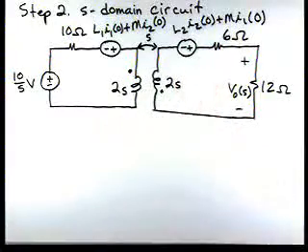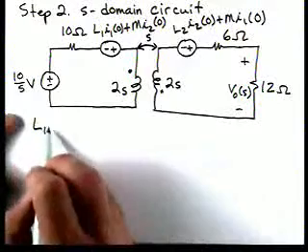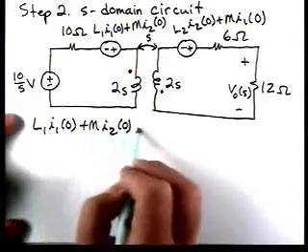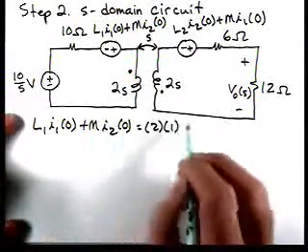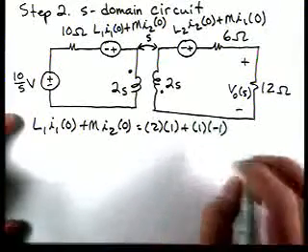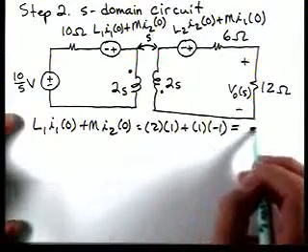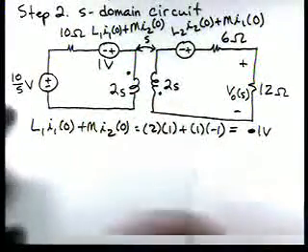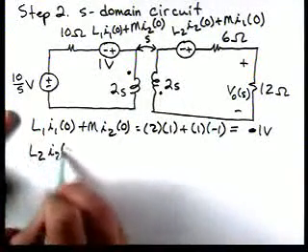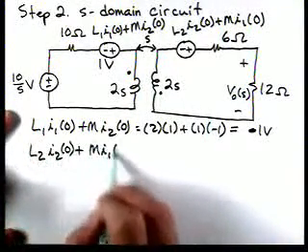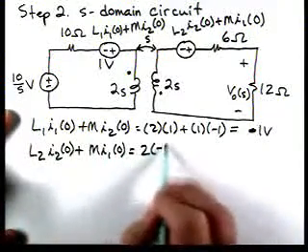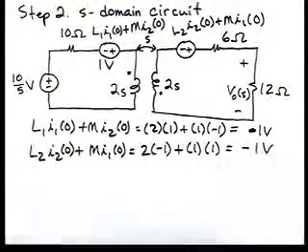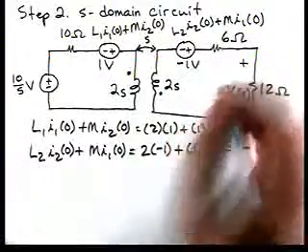So let's calculate those. So L1 I1 of 0 plus M I2 of 0. We have 2 times 1 plus 1 times minus 1. That gives us plus 1 volt. So then this source is plus 1. And then L2 I2 of 0 plus M I1 of 0 is 2 times minus 1 plus 1 times 1, which is minus 1. So then this source has a value of minus 1.